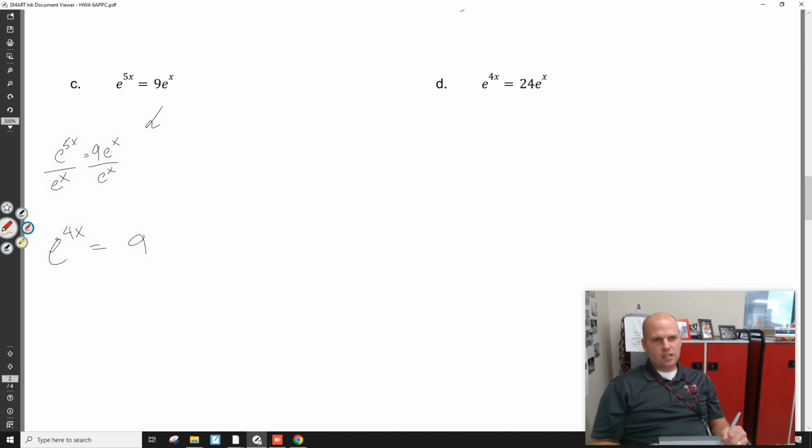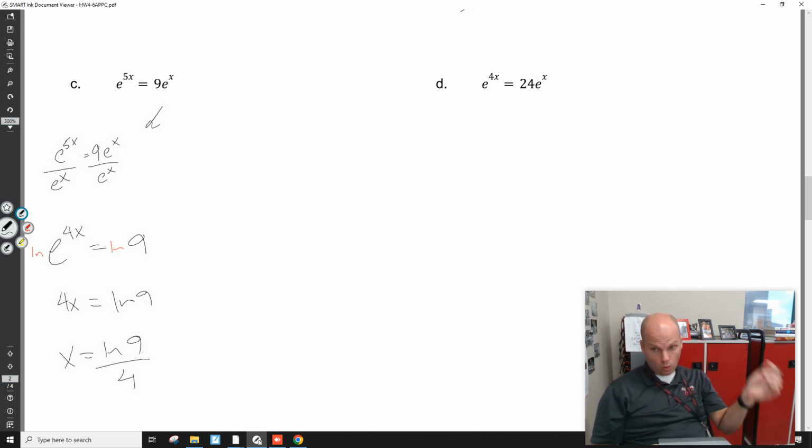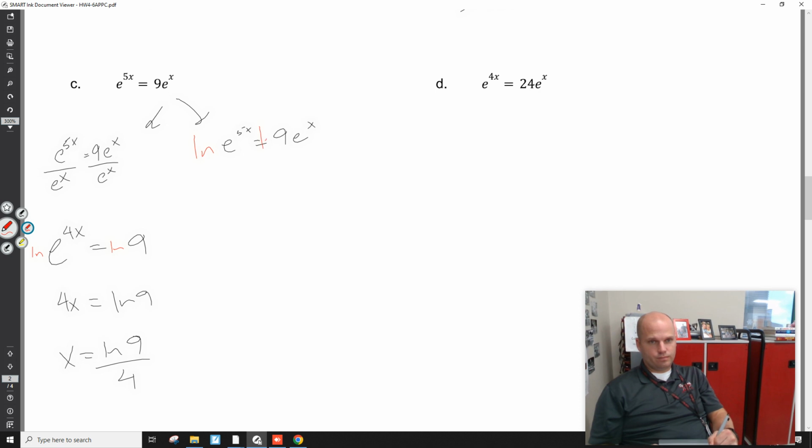You can either write this as e to the fourth to the x and take the log base e to the fourth of both sides, or you can take the natural log of both sides to start with and then divide by 4. Or, and you'll see this later, we could start with e to the 5x equals 9 e to the x, and I can literally just take the natural log of both sides to start. Why would I do that? Well, on the left side, the natural log and the e undo each other, which just leaves us with the 5x.